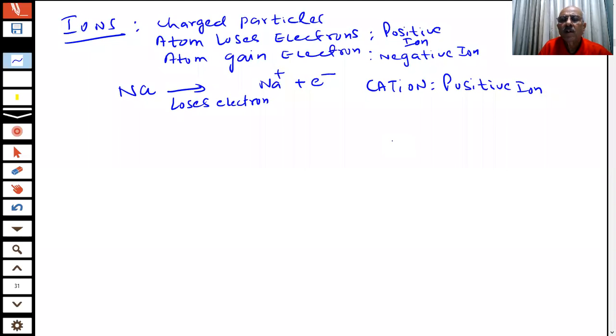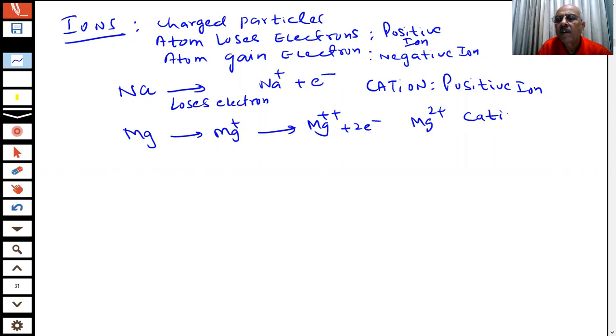Students, if I consider magnesium, supposing it loses one electron, and further it loses another electron, it forms Mg2+. How many electrons lost? Plus 2e. Loss of electrons, then what is this magnesium ion? Mg2+. This is a cation. If aluminium is 3+, that means it is a positive ion. These are examples of cations, students, positive ions.